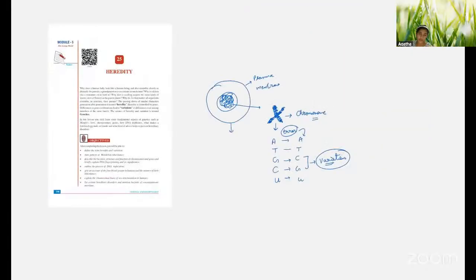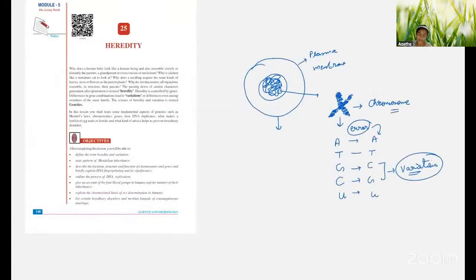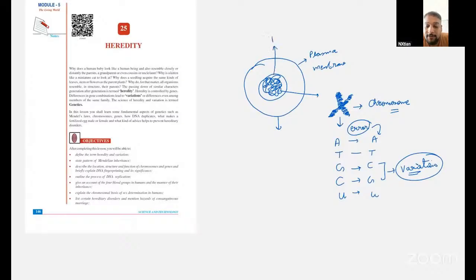Now, chromosome, right? DNA is not in the chromosome. DNA is in the nucleus, and when the cell is about to divide, it condenses itself into a chromosome. We can understand it like this: the wool strand is basically DNA, but the wool ball is basically the chromosome.